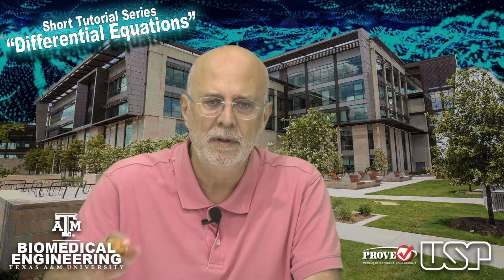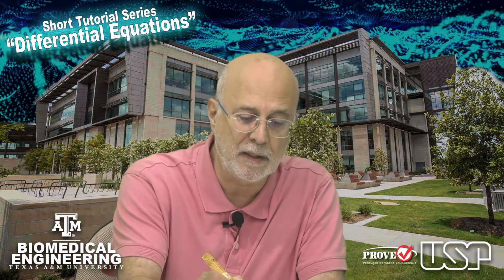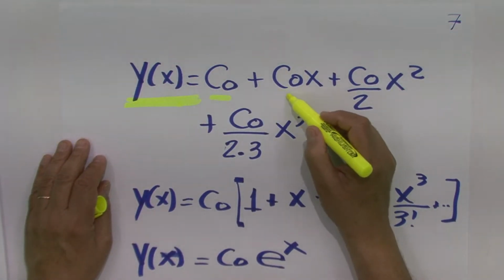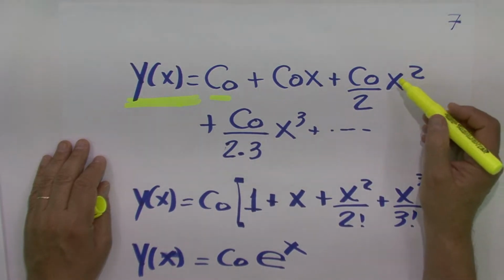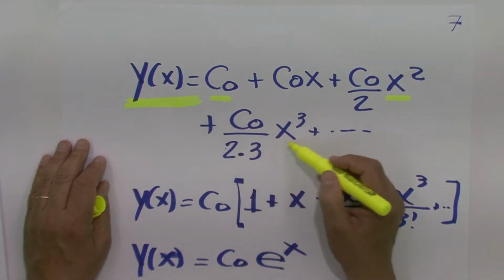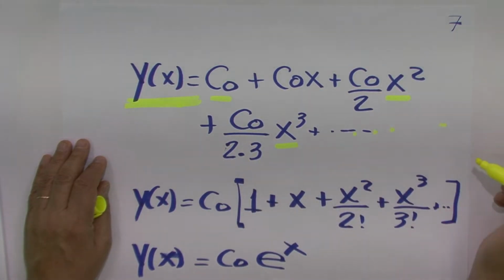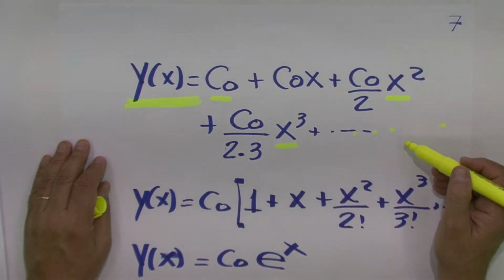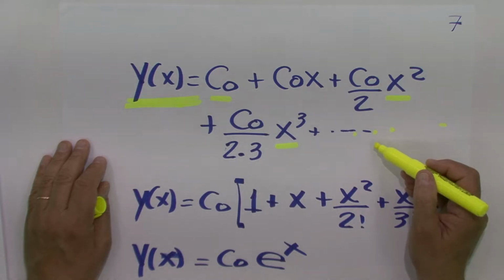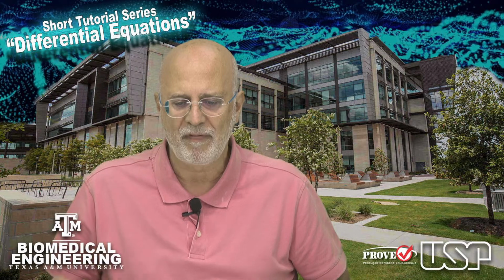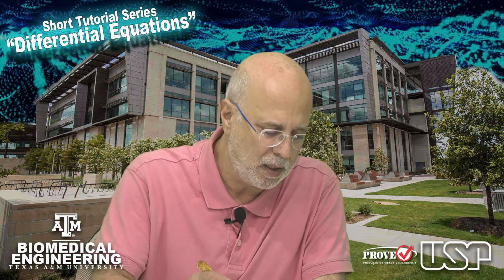And I found, by using the power series, that the solution of my equation is equal to C0 plus the same C0 times x, the same C0 divided by 2 times x squared, the same C0 divided by 2 times 3 times x cubed, and so on. I could keep going, right? And if I keep going, I will find that I can express this series in a very interesting way, which is y of x.